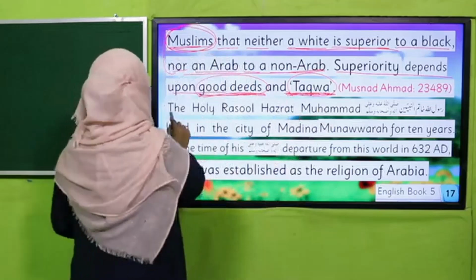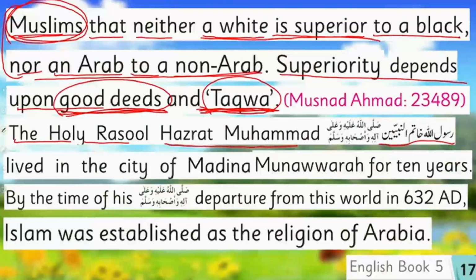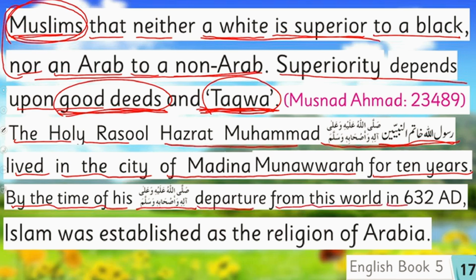Okay? The holy Rasul, Hazrat Muhammad Rasulullah Khatamul Nabeen sallallahu alaihi wasallam lived in the city of Medina Munawwara for 10 years. By the time of his departure from this world in 632 AD, Islam was established as the religion of Arabia.